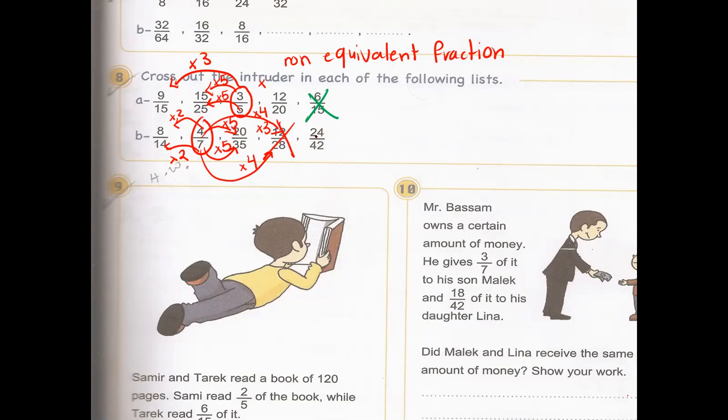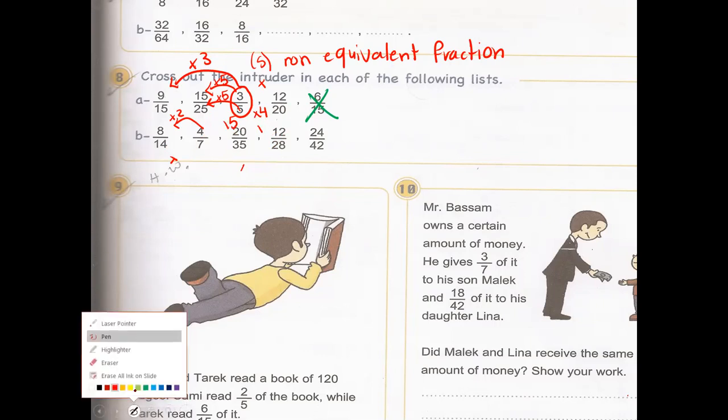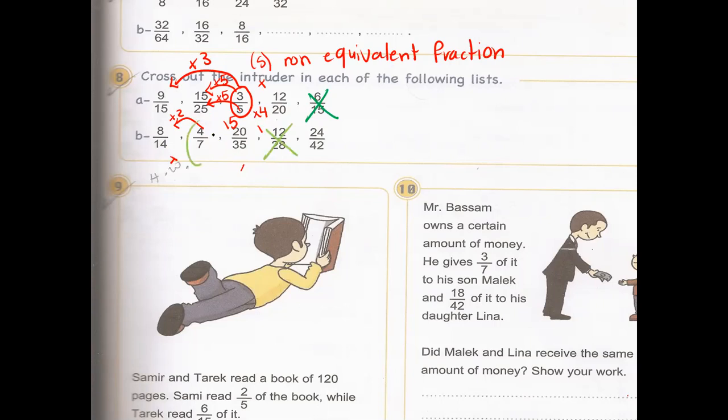I will check them all. Why? Because sometimes maybe we have more than one intruder. So I will say for you intruder or intruders, so we will have more than one. So the intruder here is 12 over 28 because it's non-equivalent to 4 over 7. So we will cross 12 over 28. Okay? So in the first one, 6 over 15, the second one, 12 over 28, are the intruders.